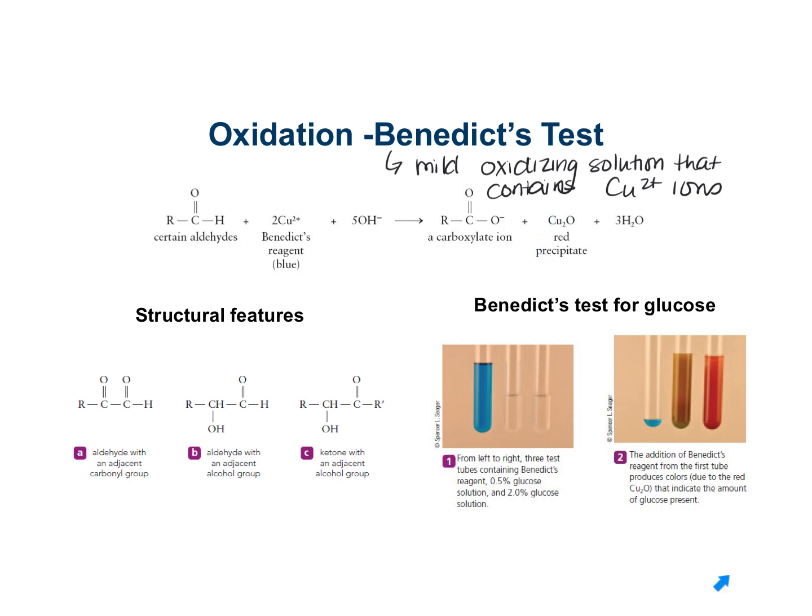And so when you look at this here, and we look at the structural features, here we have an aldehyde with an adjacent carbonyl group, an aldehyde with an adjacent alcohol group, and a ketone with an adjacent alcohol group as well. Now, what's interesting about these groups is a lot of them are found in sugars, but these will all give a positive Benedict's test.